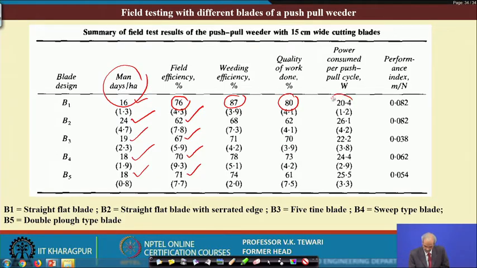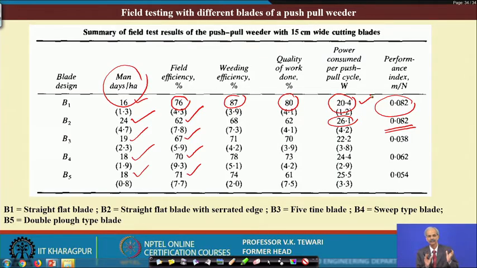Power consumed, well, this is the power consumed here, and the performance index, see this is the one, 0.082. Although for B2 also we got 0.082, but then you can see here the power consumed is higher as compared to this, and therefore we can say that at 15 centimeter wide row, the B1 blade is giving better performance.